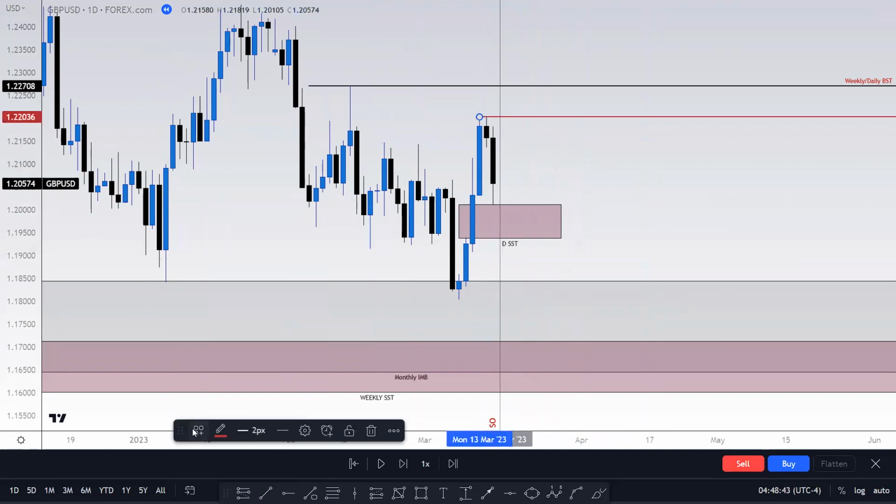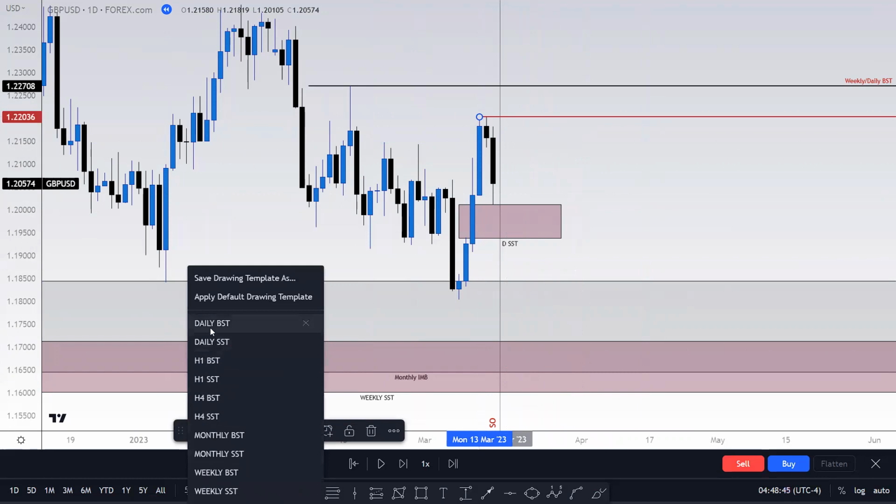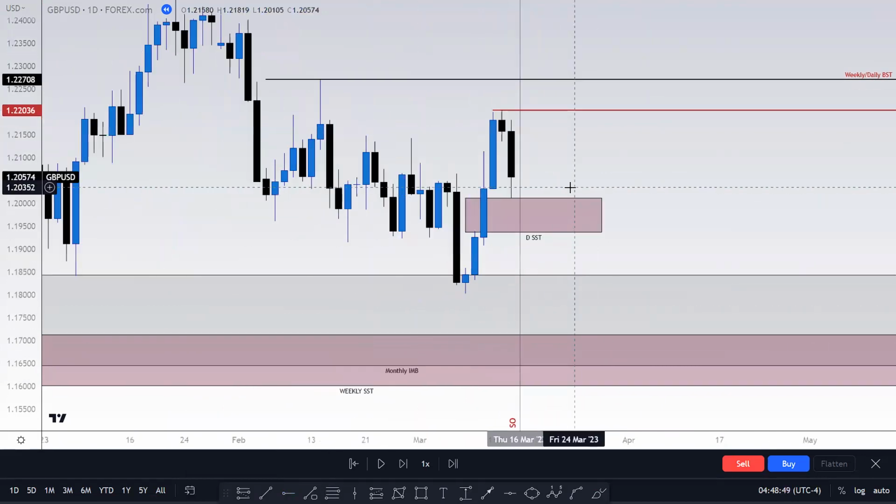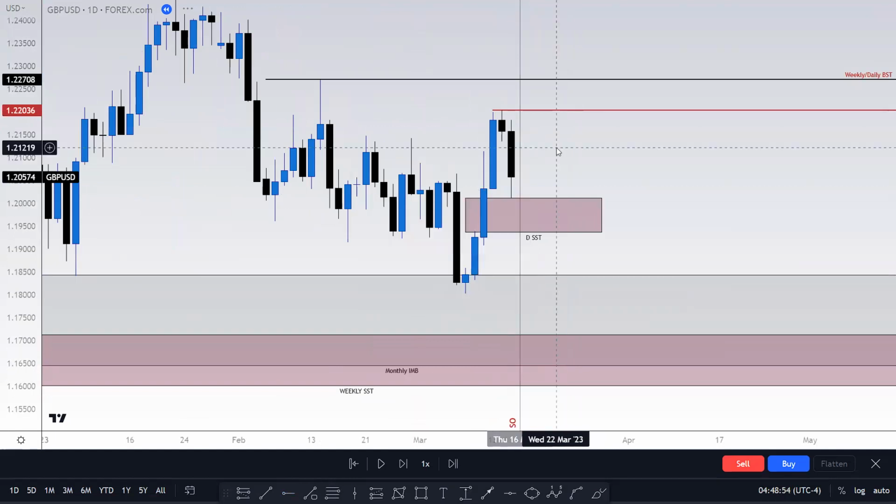Why is it not labeling? Daily buy side target. There we go. All right. For whatever reason, it's choosing not to label. That's okay. So, going to the 4-hour time frame.